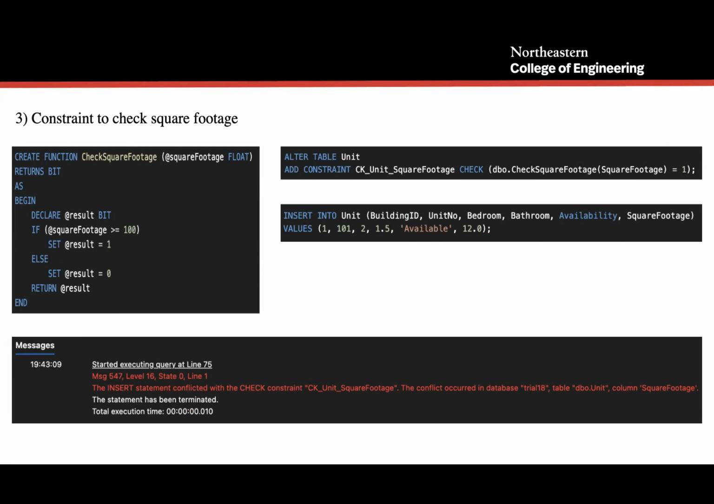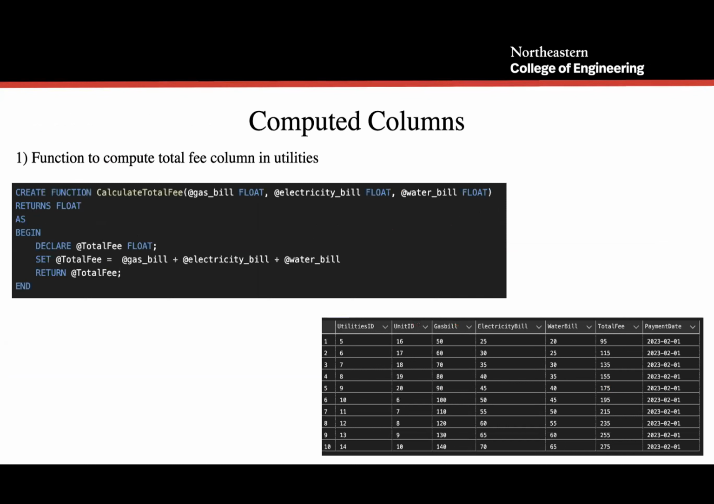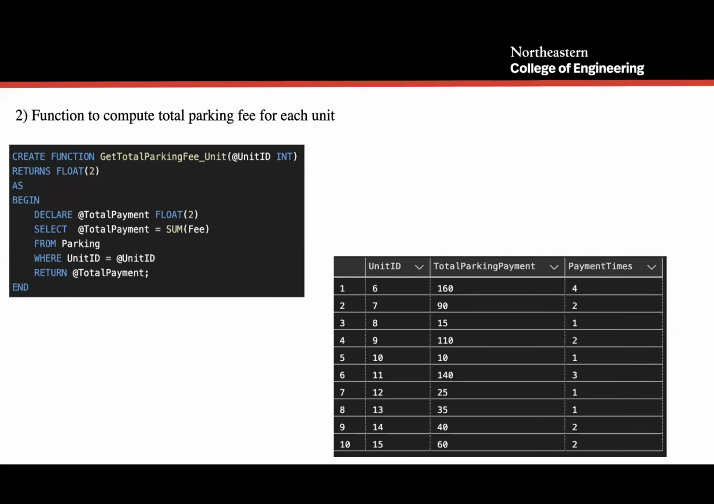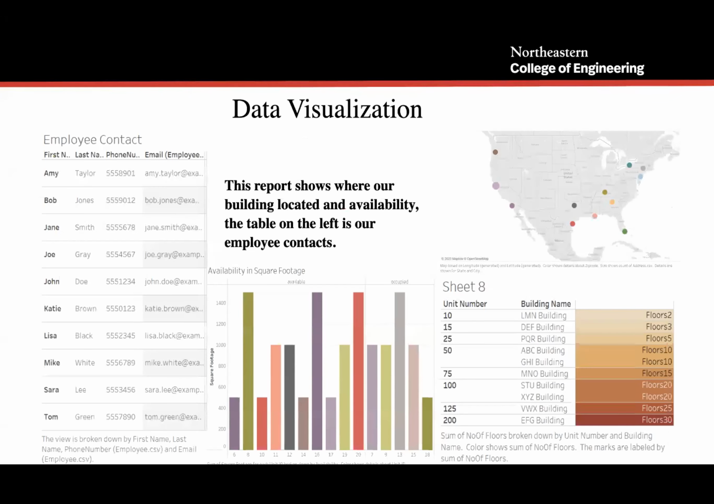Next slide, please. We have also implemented 2 computed columns. The first one is a function to calculate the total bill of a unit. It takes the electricity bill, gas bill, and water bill as input and gives the sum of them as the output, that is the total fee. You can see the computed column in the output below. Next slide, please. Similarly, we implemented another function to calculate the total parking fees paid by a unit by adding all the individual payments. You can see the computed column in the view below. Next, Dave will continue.